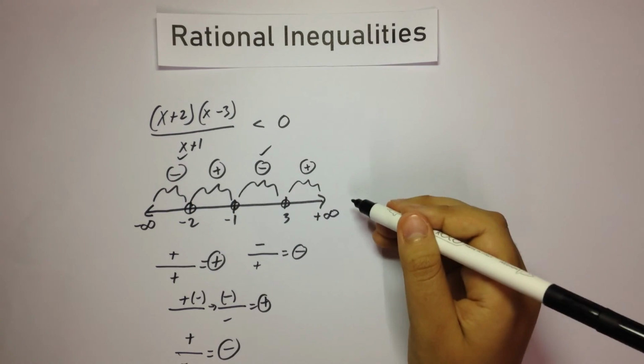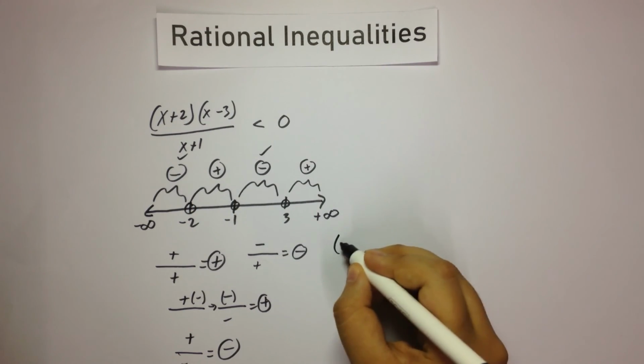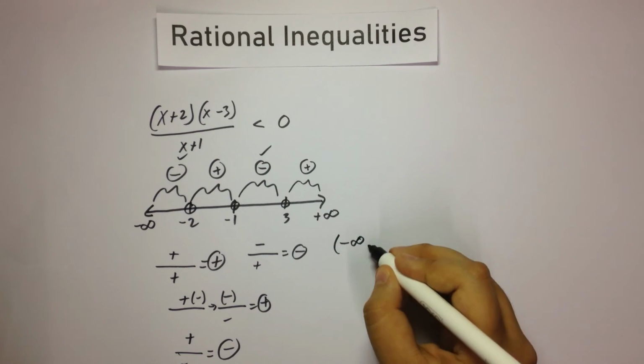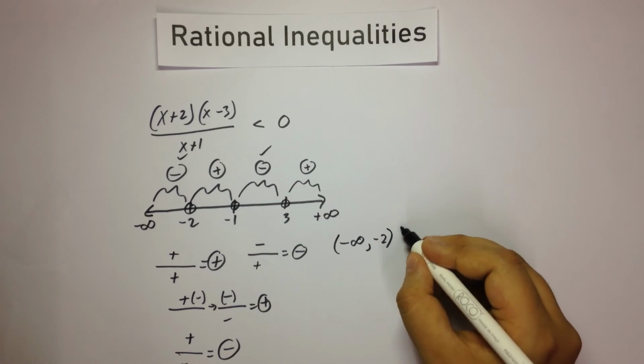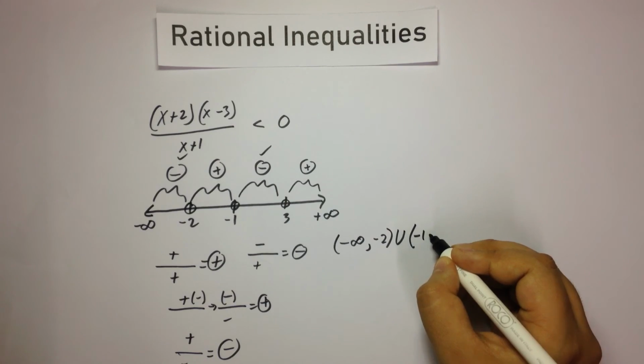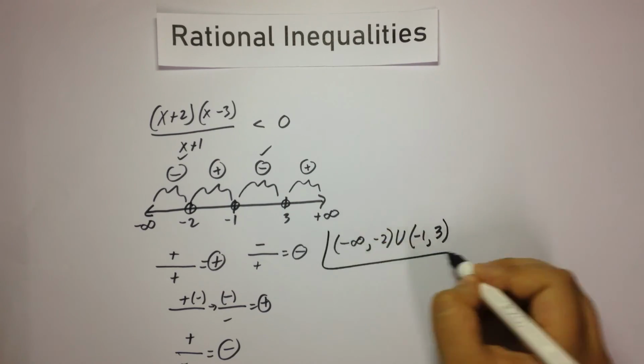So let's do our interval notation. Parentheses, negative infinity to negative 2, since it's an open circle, leave it as parentheses, with a union of negative 1 and 3. So this will be our answer.